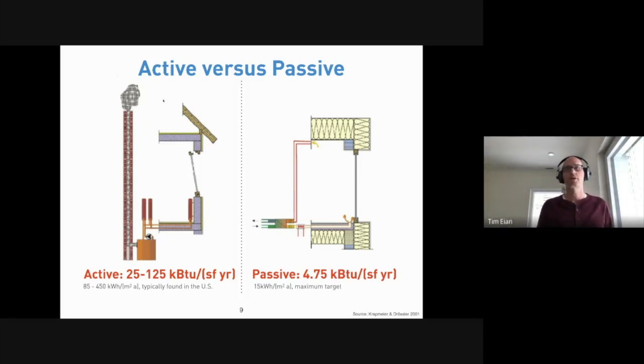And so that's really where the name comes from, strictly going from dependence on active systems to a dependence on passive systems. And the numbers that you see here, we'll talk about that as well. Everything in Passivhaus is measured generally in energy per square foot and year. Here we're referencing basically the heating demand, the annual heating demand that we see in existing structures versus what a Passivhaus limit is.